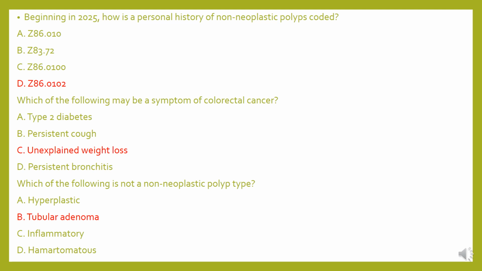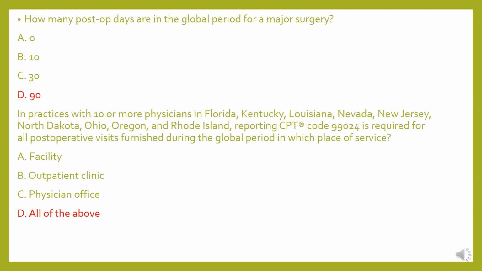Which of the following may be a symptom of colorectal cancer? A. Type 2 diabetes. B. Persistent cough. C. Unexplained weight loss. D. Persistent bronchitis. Which of the following is not a non-neoplastic polyp type? A. Hyperplastic. B. Tubular adenoma. C. Inflammatory. D. Hamartomatous.